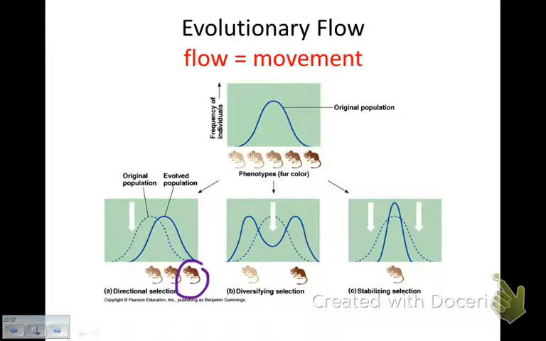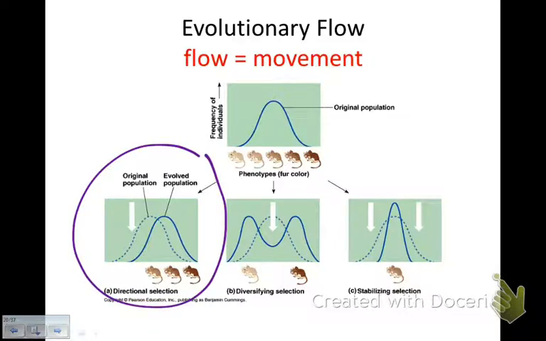To make it easy, we'll talk about where they're living, their background. So maybe they're living on the sand, so somewhere light. I'm sorry, maybe they're living on the grass or the dirt, so somewhere dark. So the lighter ones are getting eaten. The darker ones are surviving in this case. So this first one is directional selection. The gene flow is going in one direction. I think another example here would be giraffes. They're getting longer. All of them are getting longer.